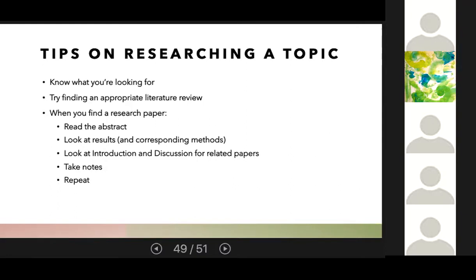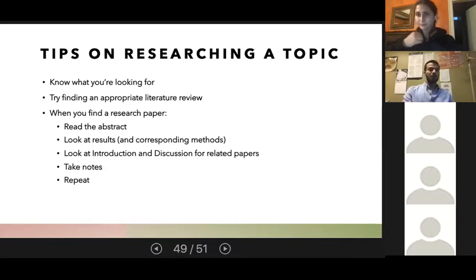Then I read the introduction and discussion. Okay, so when you finally find a research paper that matches your search, so for example, I had a paper and I used the reference to find another paper. This is how I like to quickly read it to extract the gist of the paper.